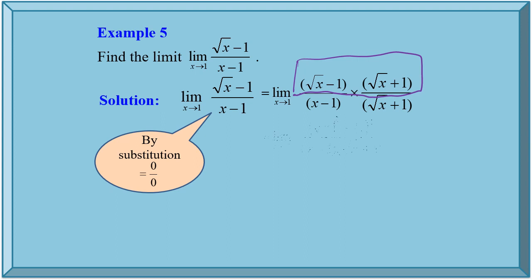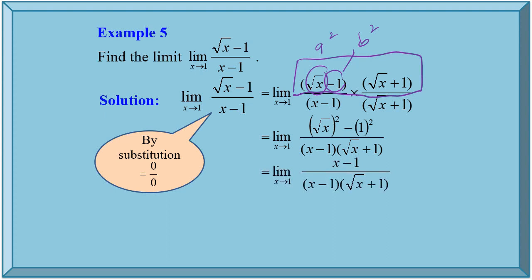So expand this one, what do we have? We will have square root of x squared and then 1 squared. Square root of x is a, this is b, so we just have to square both things. So at the top we get x minus 1. Because we have x minus 1 at the top and also x minus 1 at the bottom, we can cancel them out. What's left is 1. So we have the limit of 1 over square root of x plus 1, and then we substitute x equal to 1 into the function. We get 1 over square root of 1 plus 1, which is equal to 1 over 2.